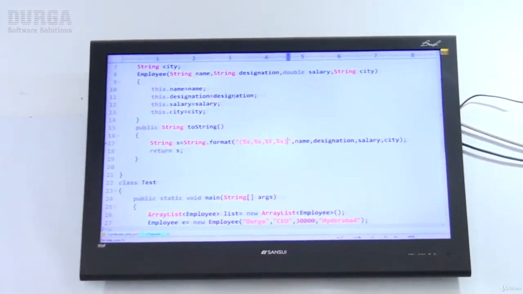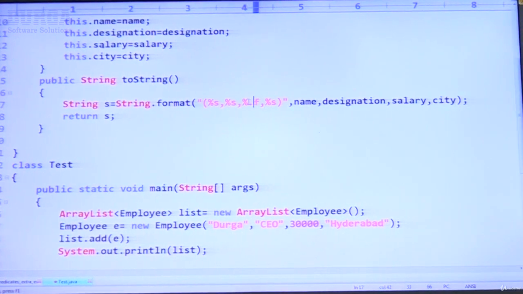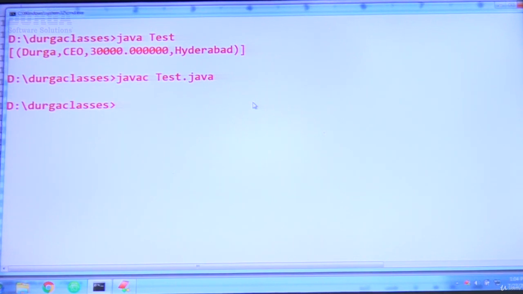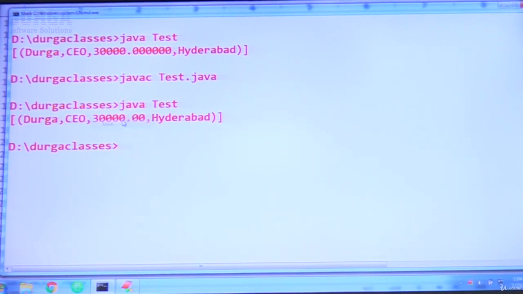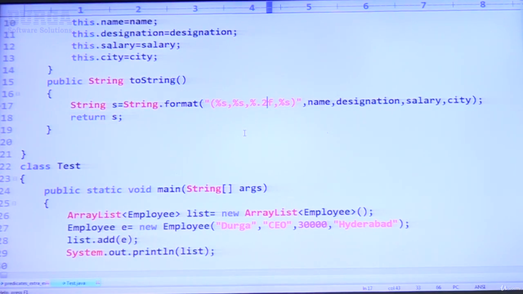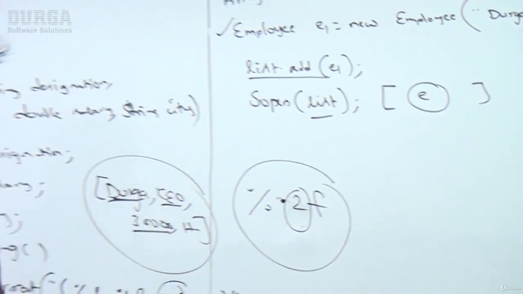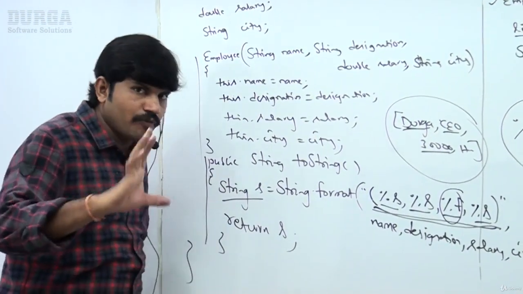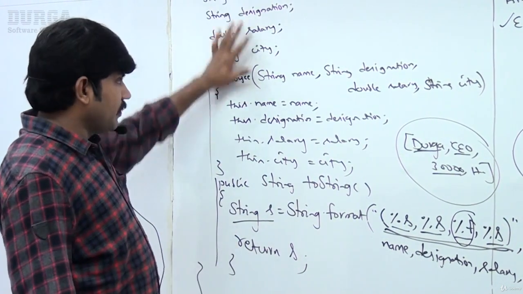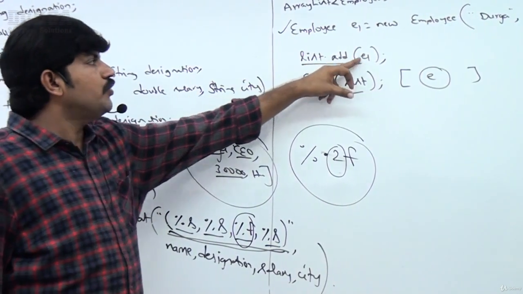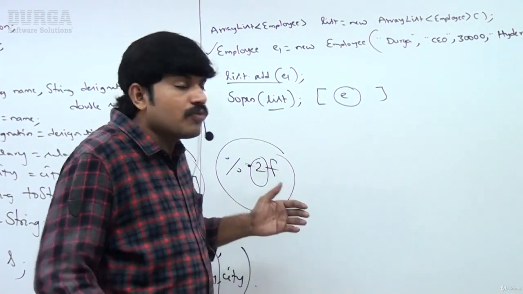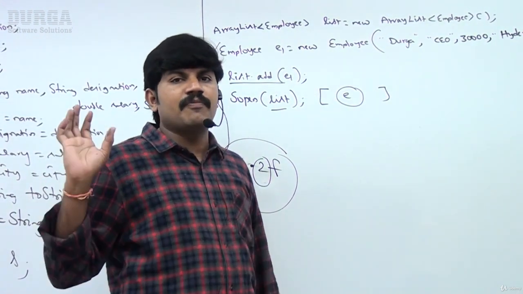Observe carefully. Here I am taking percentage point 2 f. Have a look once. Now for salary, only 2 digits are coming after the decimal point. So whenever we are printing an employee object, for meaningful output, how to override the toString method is very clear for you people, right? How to write the employee class, how to create employee objects, how to add them. In this example, how many employees did I add? Only one employee. Can I add one more employee or not? Now you can add any number of employees.